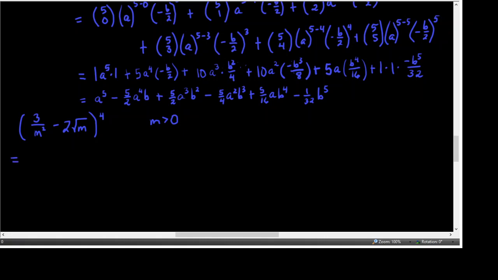Okay, so according to the binomial theorem, the power is 4 choose, start with 0 always. Then whatever the first thing is, 3 divided by m squared, that will be raised to the 4 minus 0 power. And the second thing, whatever it is, will be raised to the 0 power. Now notice I didn't write it this time, but that subtraction becomes plus a negative. So the second thing is a negative 2 square roots of m, just so that you're aware.